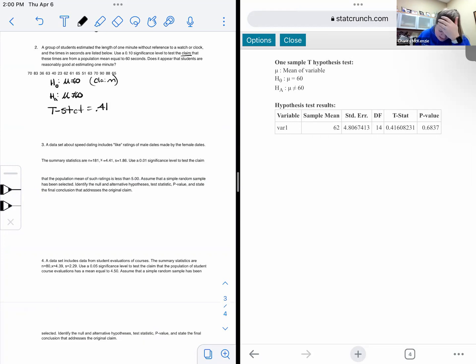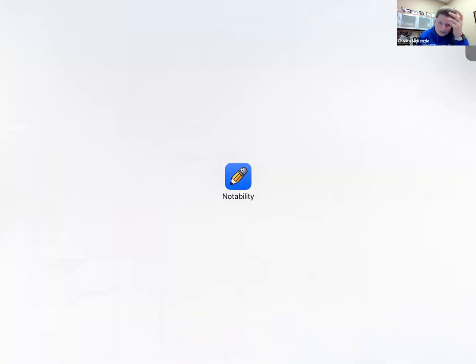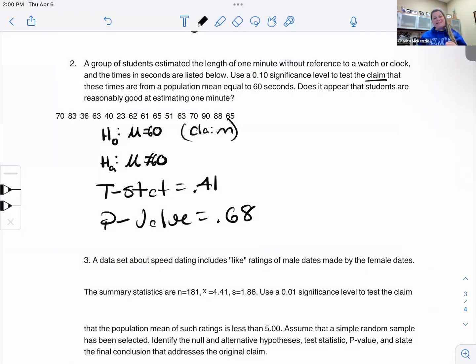0.41, and our p-value is huge. 0.68. Okay, so let's go back and make our conclusion. If we have 0.68 as our p-value and our significance level is 0.1, are we above or below? We're definitely high. That's a high one, right?